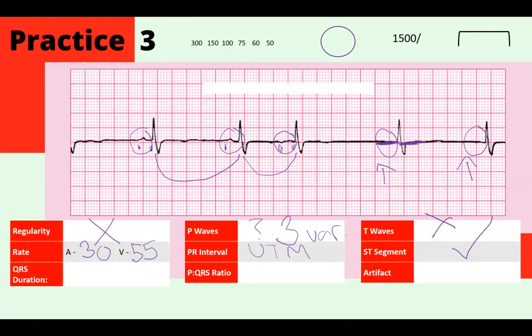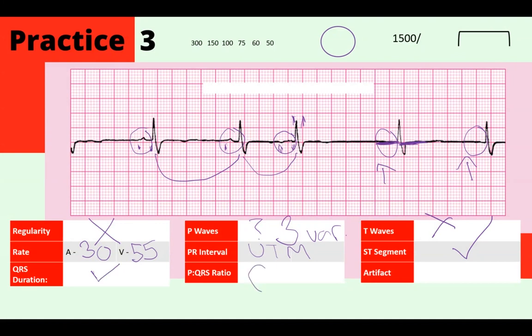QRS duration, all the QRSs look the same, so you could measure any one that you like. If I take this one here, it starts right about on that line and finishes almost on this dark line. So it's right at about maybe 0.11, maybe 0.12. Hard to tell with the naked eye, I would say. Good enough for government work. This is a nice, normal, narrow QRS complex.